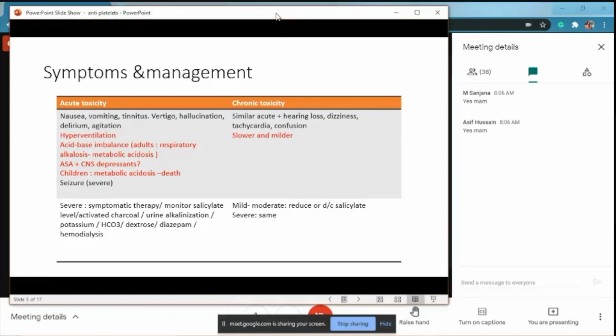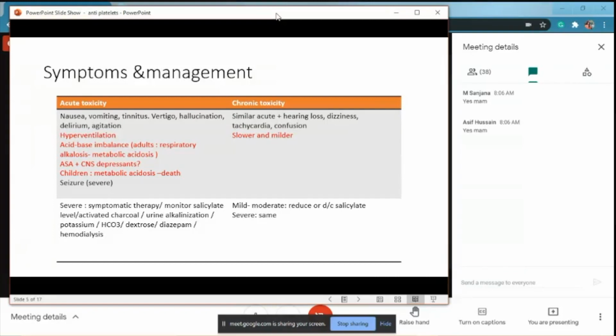Now, we discussed that in acute toxicity the patient has respiratory alkalosis. But what if the patient is on aspirin and is also taking CNS depressants? I just put this example here because you have to know the difference.